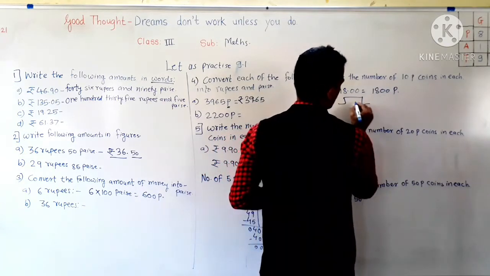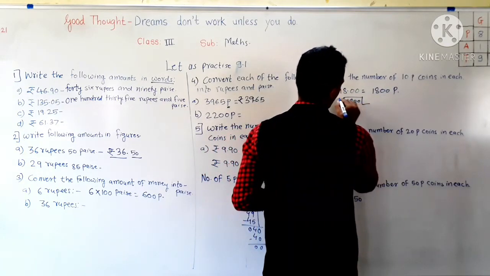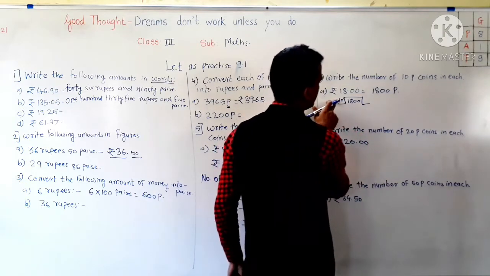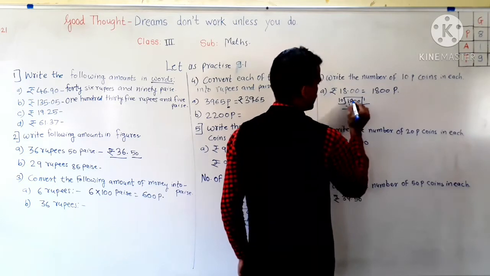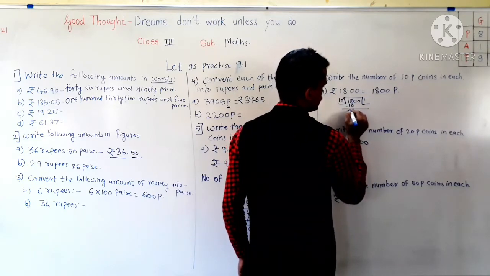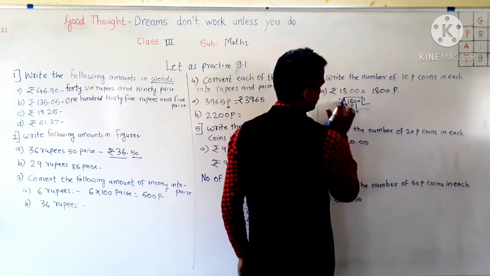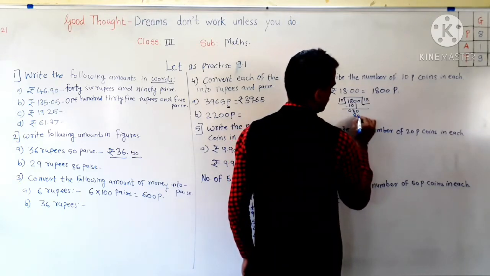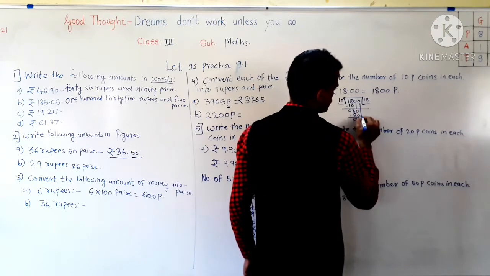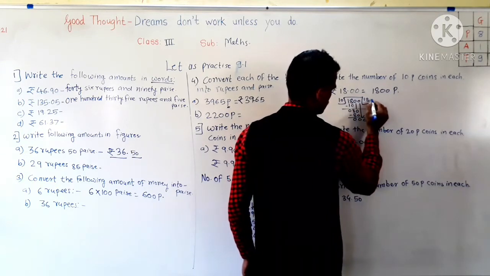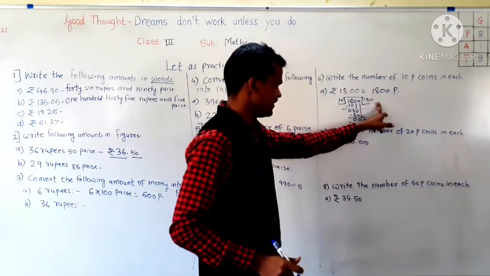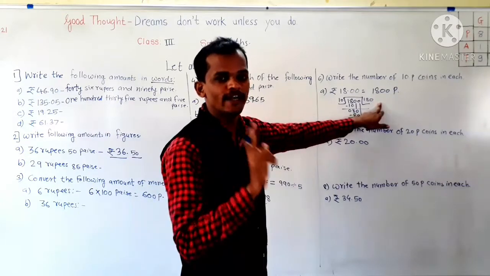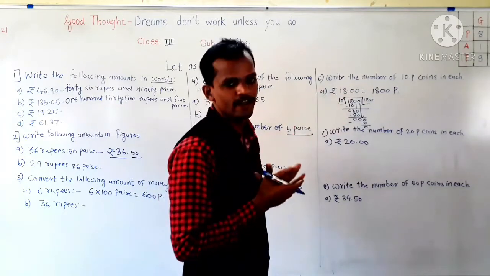1800 divided by 10. 10 ones are 10. 18 minus 10 is 8, take this 0 down, 10 eights are 80. 0 minus 0 is 0, take this 0 down. 0 divided by 10 is 0. So 180 coins of 10 paise make 18 rupees.